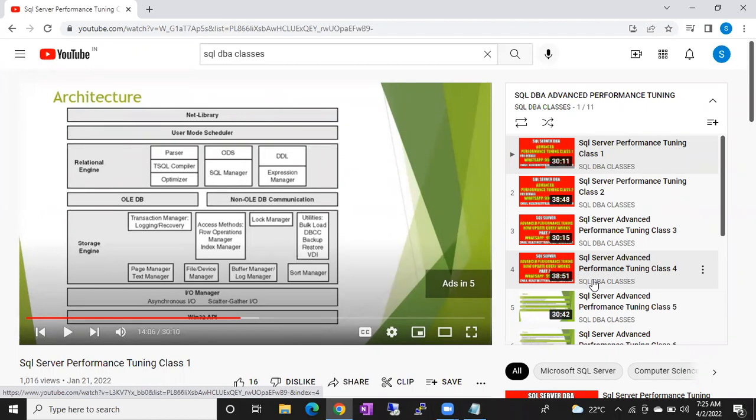If you have more than 5 years of experience, say 5.2, 5.3, 5.5, 6 or 7 years, they will expect performance tuning from you. So if anyone has such an idea, you can join advanced performance tuning. For you guys, these videos are fine.